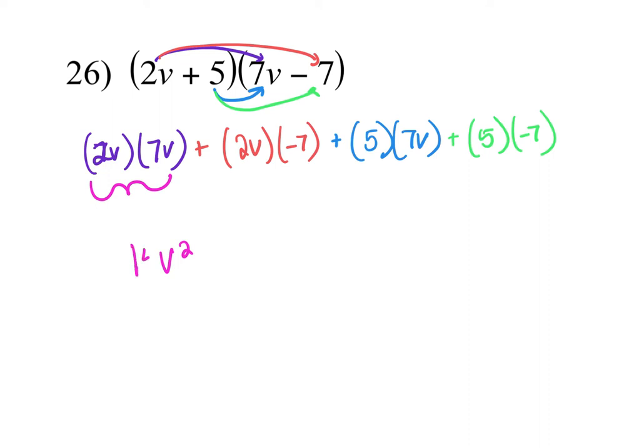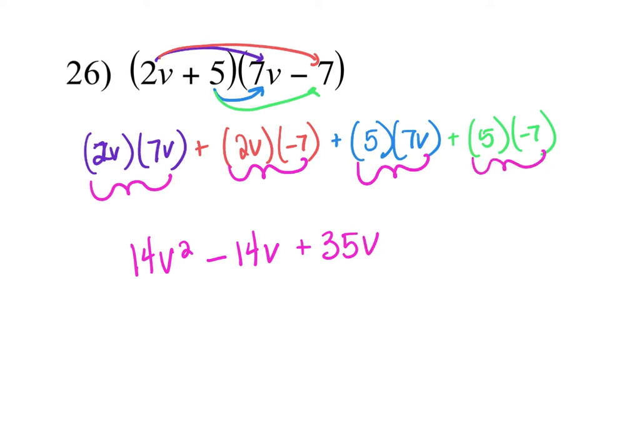There we go. 14. Is that better? There we go. I wrote them all, the rest of them, I think, right? Didn't I? 5 times 7, 5 times 7. There we go. 2v times -7 is -14v. 5 times 7v is 35v. And 5 times -7 is -35.